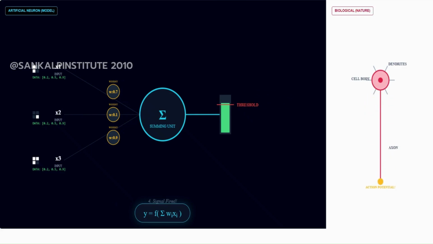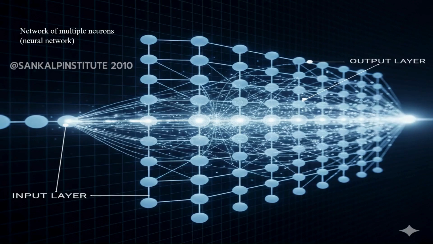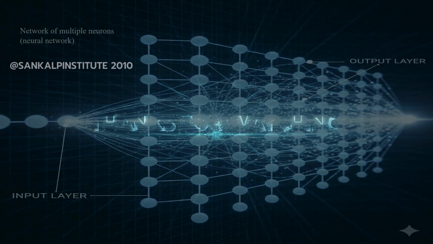Each input has an importance, called a weight, just like some biological signals are stronger than others. Inside the neuron, all inputs are multiplied by their weights and added together. This is similar to the cell body of a biological neuron adding all incoming signals. Then comes a decision step, called an activation function. If the combined value is strong enough, the neuron gets activated and sends an output, just like a biological neuron firing an action potential. This output is then passed to the next artificial neuron, and when many such neurons are connected together, they form a neural network. That's how machines are able to recognize faces, understand speech, and even learn from data, all inspired by the working of our own brain.